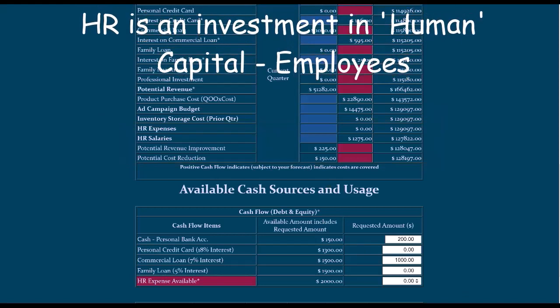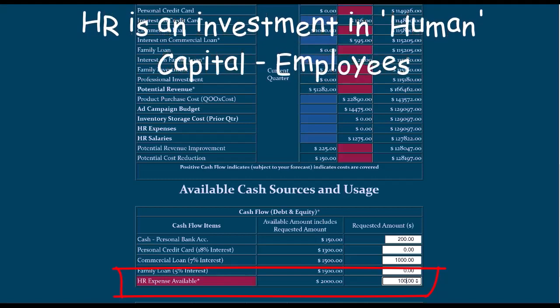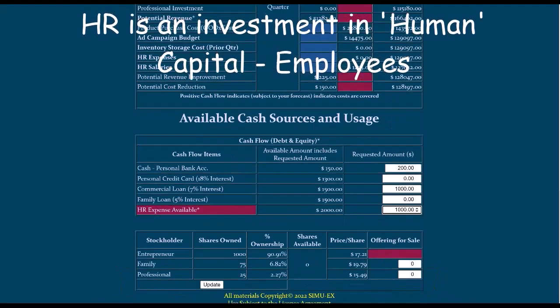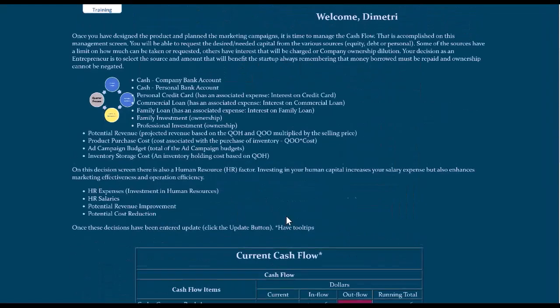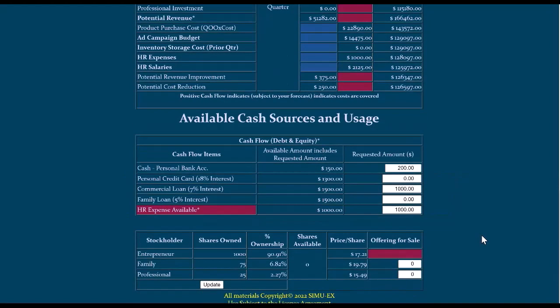So you can invest in, and this is an outflow of capital, you can invest, for example, $1,000 in HR. And what this will do is this will be treated as an outflow. As you can see, it reduces our monies by the associated amount, but also gives us various projections of improvements, if you will, in what we're dealing with.